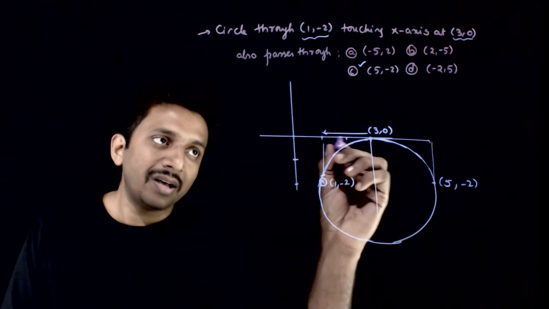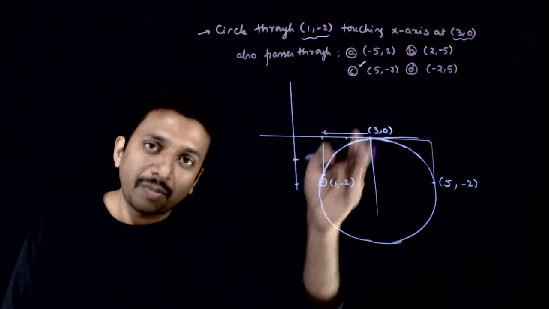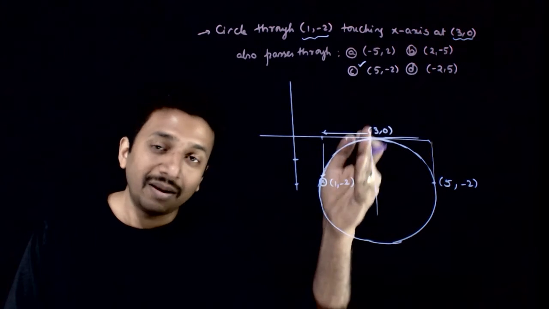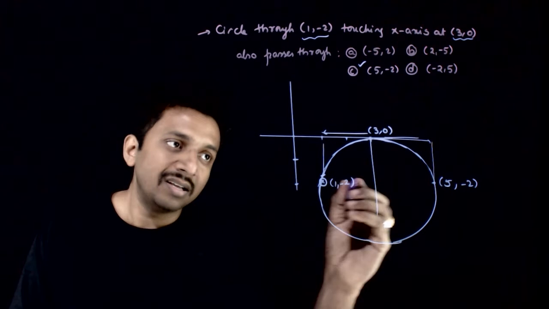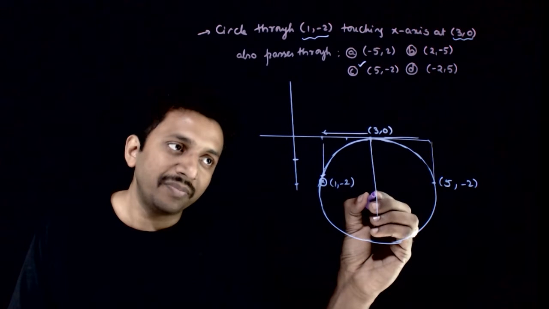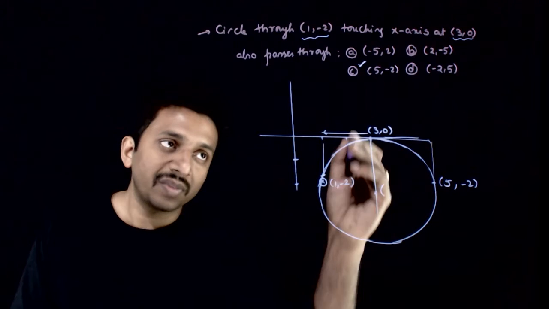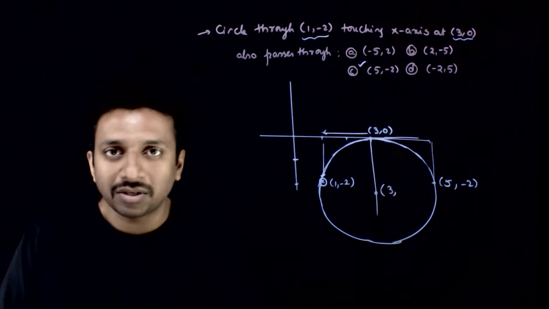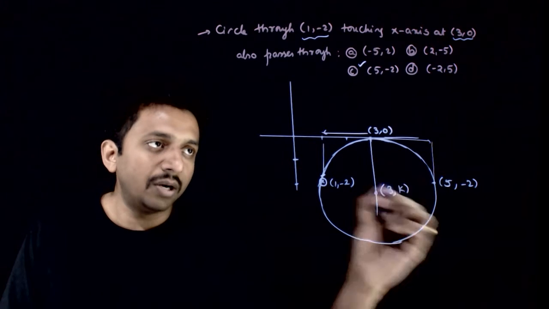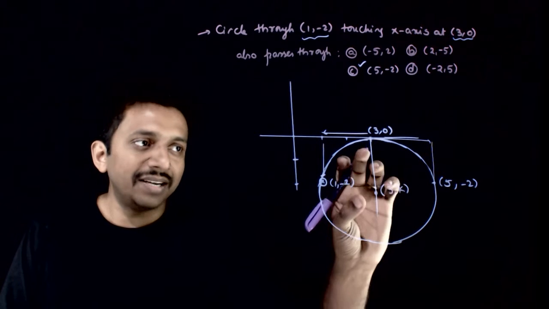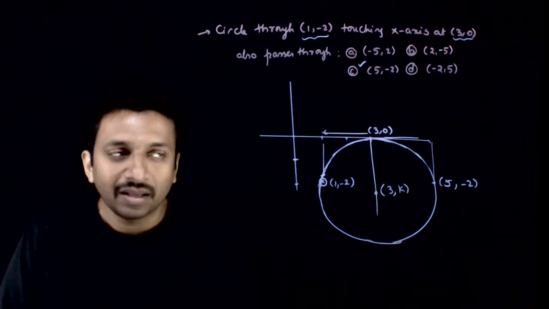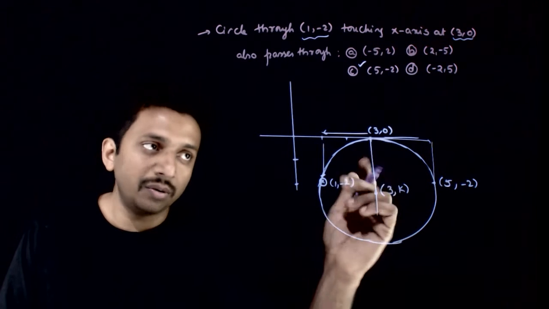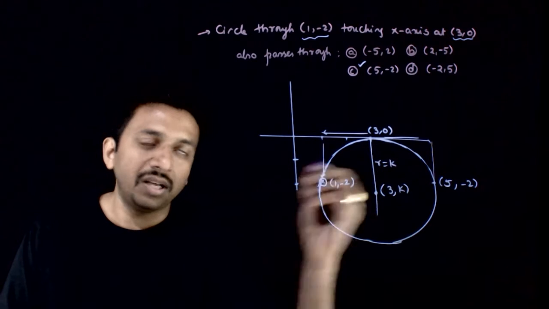First, because the x-axis is a tangent, the perpendicular to the x-axis, that is a line parallel to the y-axis, should be the line on which the center lies. So the center should lie on this line. Because it is perpendicular to the x-axis, the center's x coordinate will not change. Let the y coordinate be equal to k. So let the center be (3, k). As you can see, this line is perpendicular, hence this length is equal to k, as the radius also becomes equal to k.